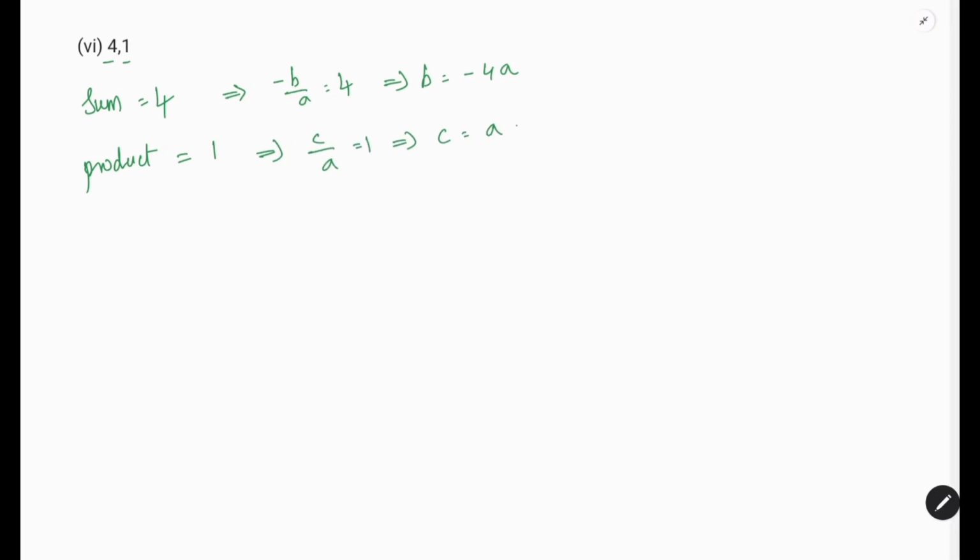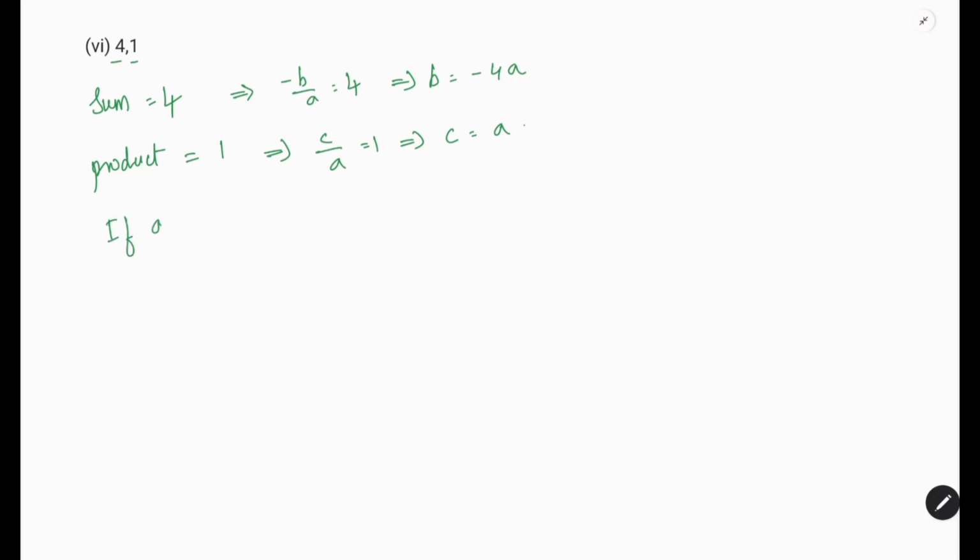Next, here sum is 4 and product is 1. Sum equal to 4, product of the zeros is 1. Sum means minus b by a equal to 4. This implies b equal to minus 4a. And product is c by a equal to 1. This implies c equal to a.